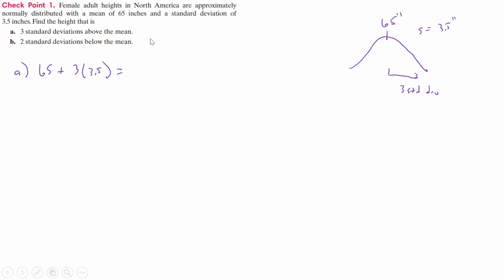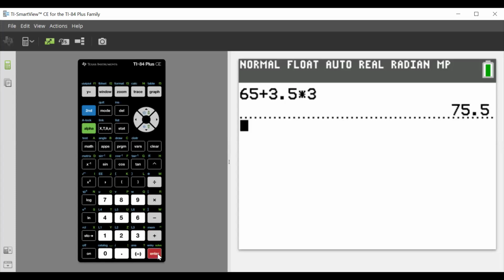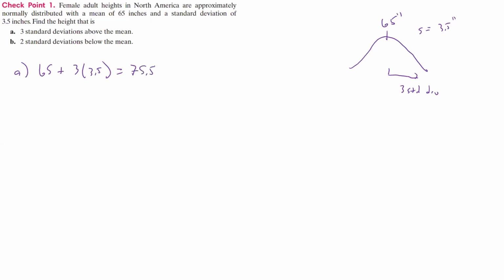So if we do that, we go to our calculator, 65 plus 3.5 times 3, and we get 75.5. 75.5 inches is 3 standard deviations above the mean.